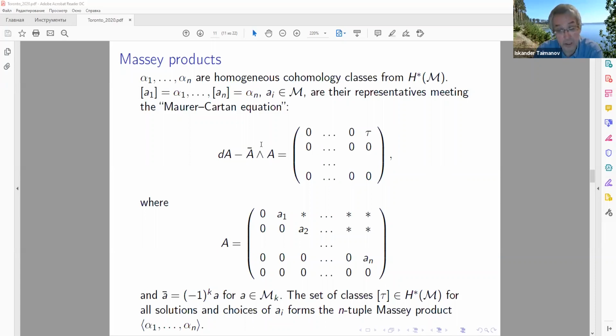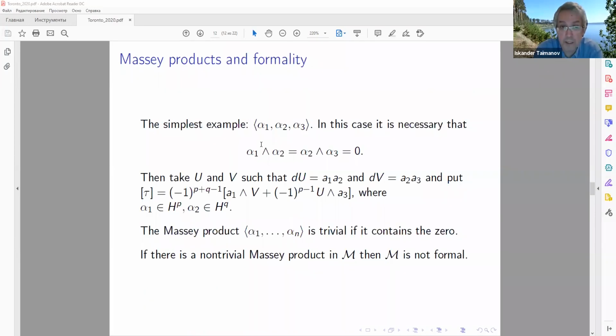But usually, even in the books by Griffiths-Morgan, only the triple Massey product is explained, because if you come to the previous picture, you see what the triple Massey product is. For the solution of the Maurer-Cartan equation, we do need that the product of alpha 1 and alpha 2 vanishes. Also the product of alpha 2 and alpha 3 vanishes. Take the solutions of these equations. Here it has to be also du equals alpha 1 alpha 2, probably with a wedge here, and dv equals alpha 2 alpha 3. And then tau takes this form.